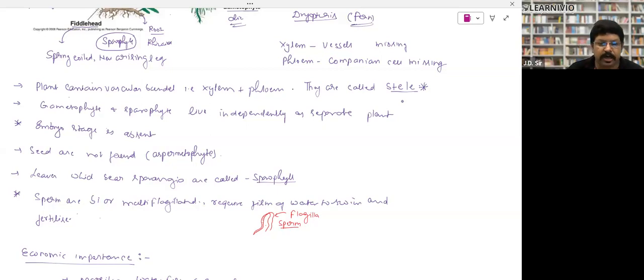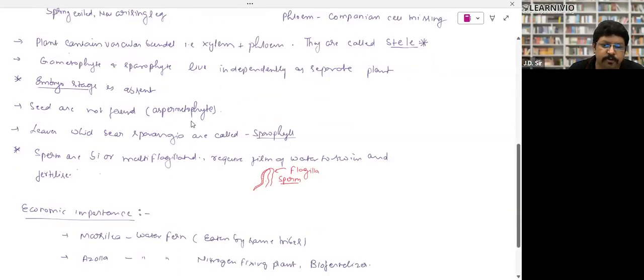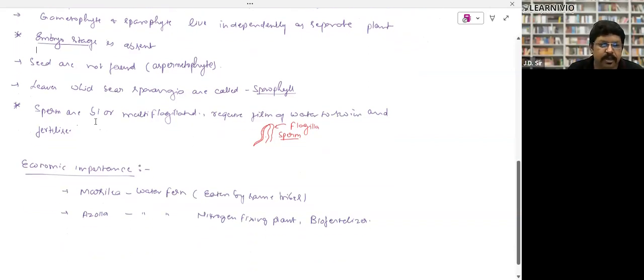Gametophyte and sporophyte live independently, that we have discussed. The embryo stage is again absent. You need to remember: embryo was absent in algae, embryo was absent in bryophyte, and embryo is also absent here. Seeds are not found, so they are called aspermatophyte. Leaves which bear sporangia are called sporophyll. Sperms are bi- or multiflagellate. They require a film of water to swim.